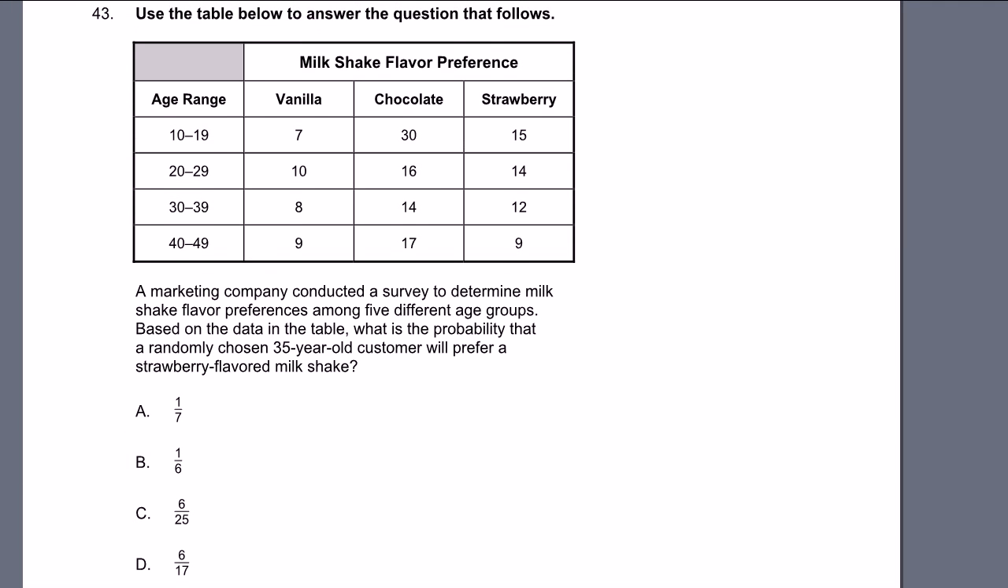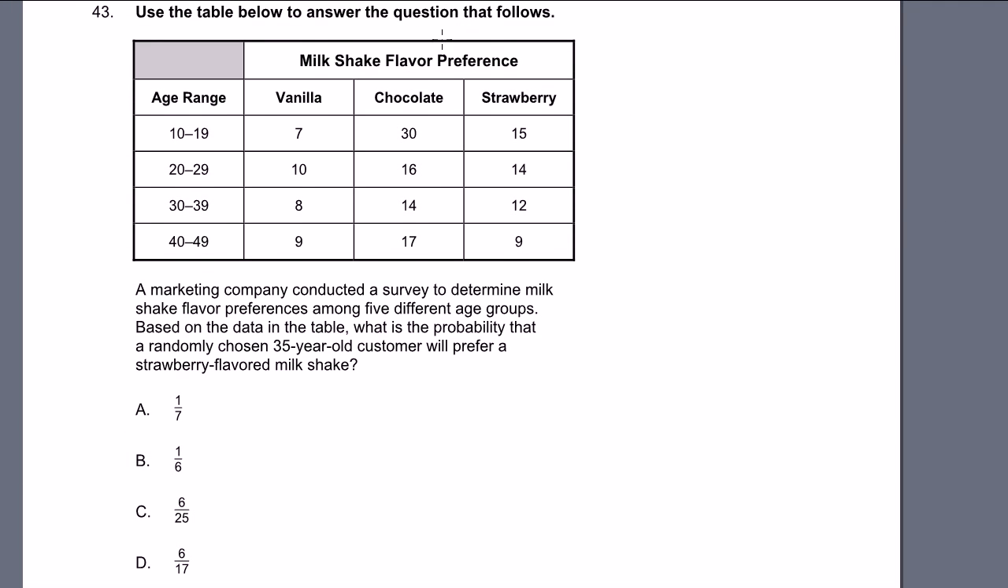43. Use the table below to answer the question. I think I've learned that. A marketing company conducted a survey to determine milkshake flavor preferences among 5 different age groups. These are the different age groups. Are the different options, I guess, of milkshakes. Based on the data in the table, what is the probability that a randomly chosen 35-year-old customer will prefer a strawberry-flavored milkshake? So a randomly chosen 35-year-old, that puts us in this bucket right here, 30 to 39-year-olds.